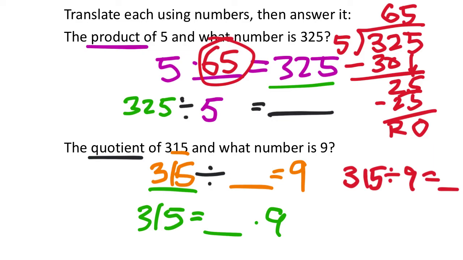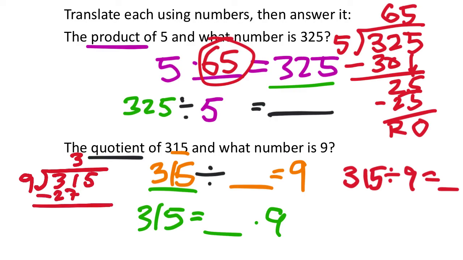I don't know if there will be a remainder. Let's find out. So 315 divided by 9. 9 goes into 31. That'd be 3 times. 3 times 9 is 27. So we used up 27 of the 31, which means there's 4 remaining. Drop the 5. 9 will go into 45 exactly 5 times. 5 times 9 is 45. So that shows a remainder of 0 there as well, which means that the number that was missing in this one is 35.